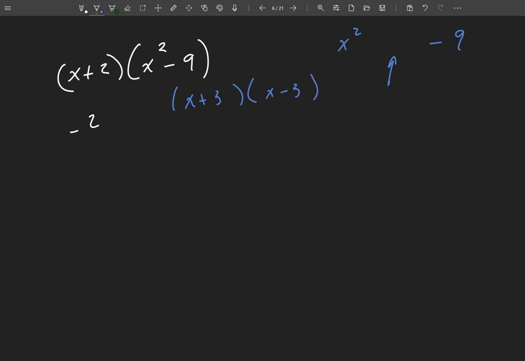Okay, and whenever you see something like that, you should recognize it. When you have x squared minus a perfect square, something you can square root, it's just going to be plus or minus that number. So let's actually practice that real quick. We did this in a video before, but it's worth noting again.